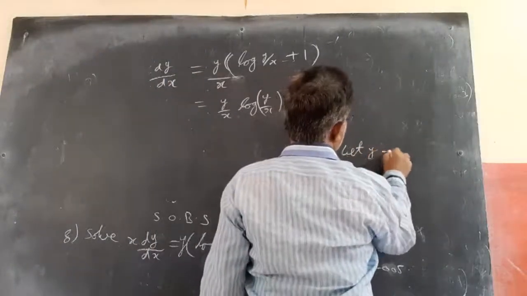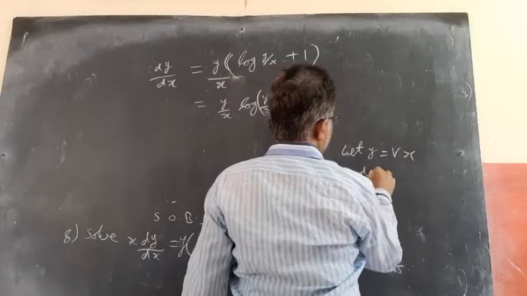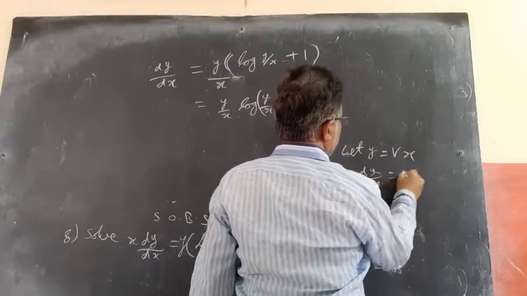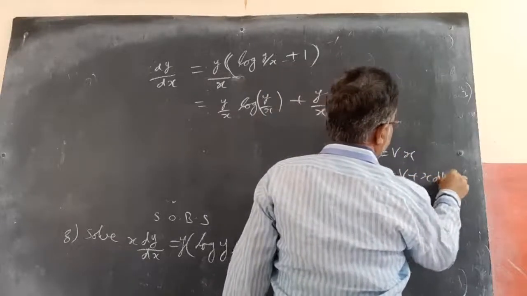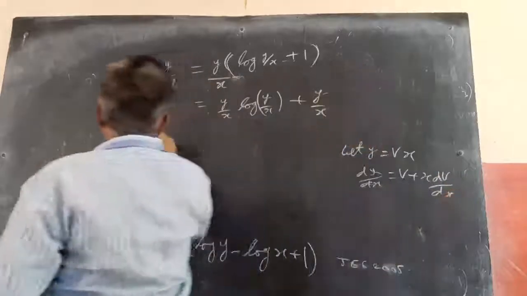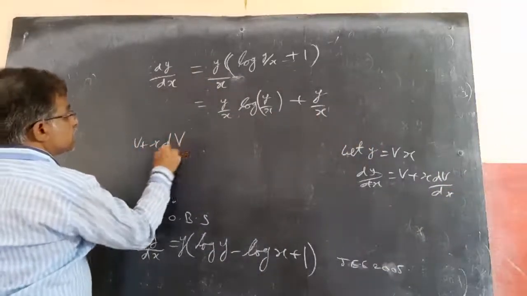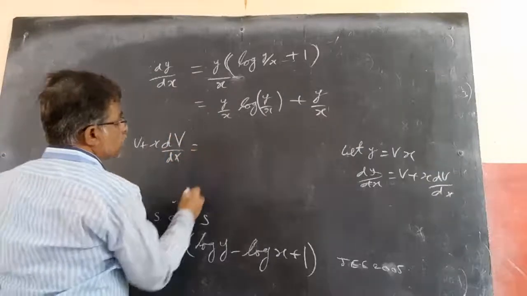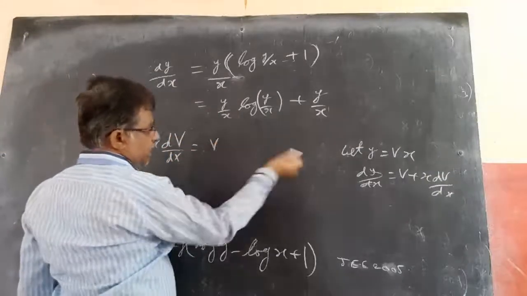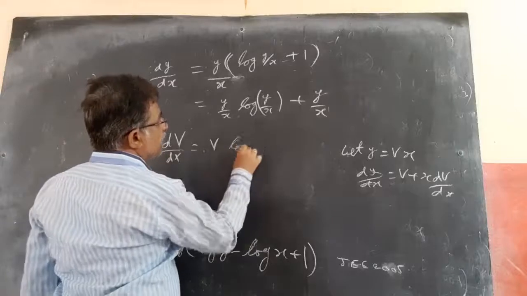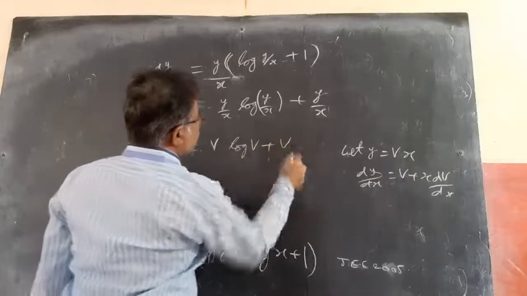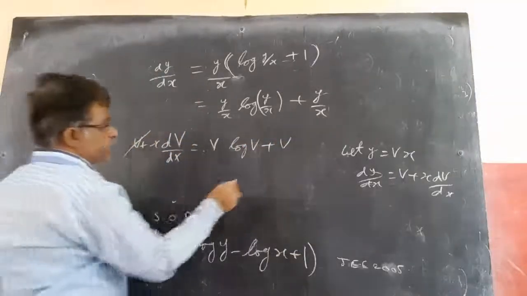Let y equal to vx. Now dy by dx equal to, you know that, v plus x into dv by dx. So here v plus x into dv by dx equal to v into log v plus y by x, which is again v. You can cancel v on both sides.